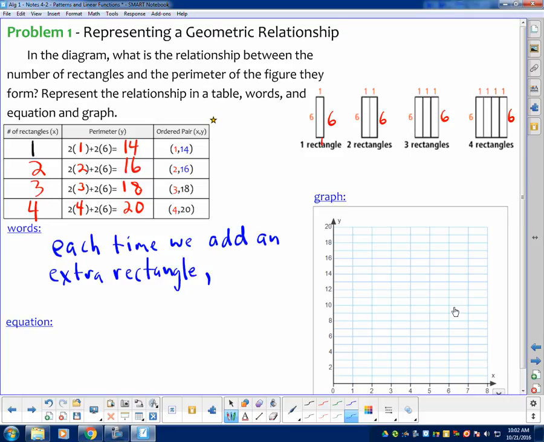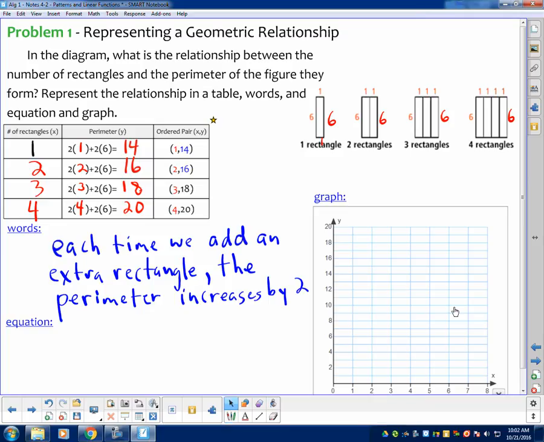We'll say the perimeter increases by 2. And then we're going to be asked to write an equation to go with that table and that description in words. So it says each time we add an extra rectangle, the perimeter increases by 2. So you can see the makings of an equation right here in the table.